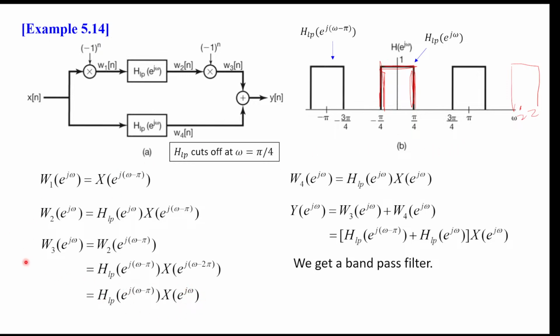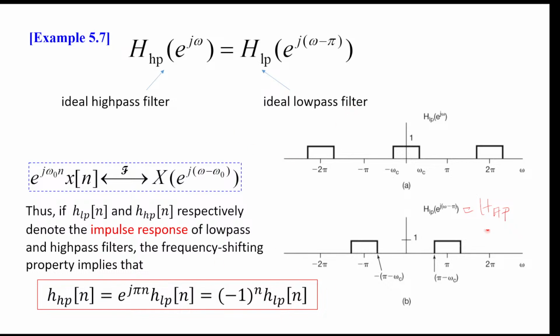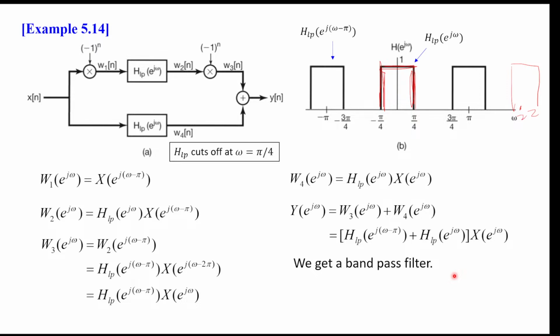Okay, and then think about the example here, which we already talked about. We see that a low pass filter shifted by pi is just a high pass filter. So what happened is that on the upper branch, your signal goes through a high pass filter, a filter centered around pi or minus pi, etc. So your W3 is your signal going through a high pass filter.